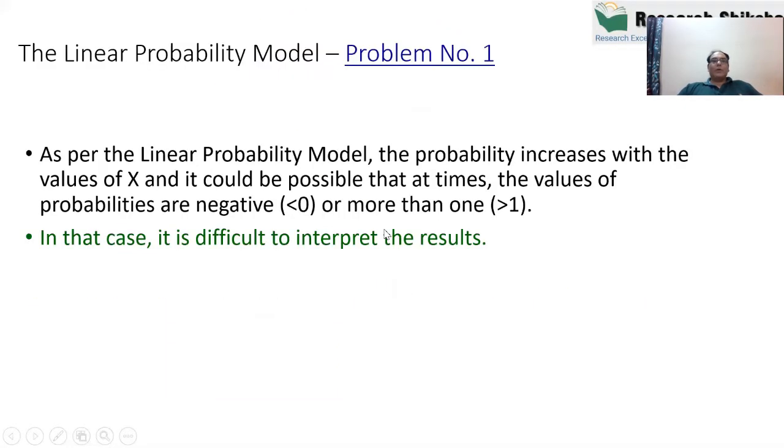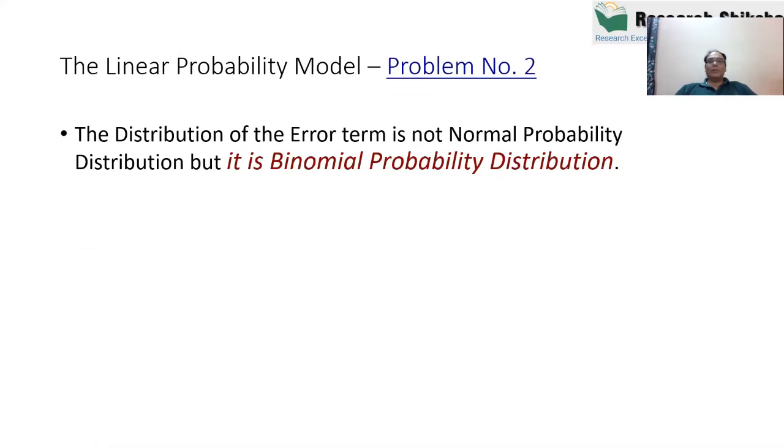Now, the basic problem: there are 4 problems in the linear probability model. One, we already discussed, that the probabilities in the linear probability model are found to be more than 1 or less than 0. And the second problem is a very important problem.